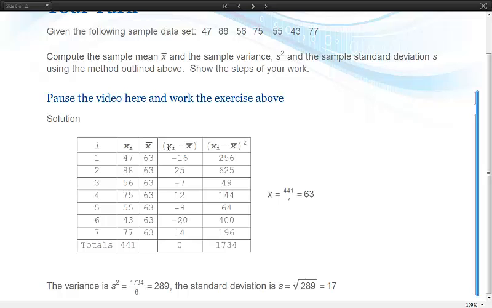Notice I always subtract the mean from each value. That's why sometimes I get a negative answer. Finally, the last one is 77 minus 63 is 14. So these are the deviations from the mean, and if you add them up, and you should to check, the total of all the deviations is 0. There's just as much negative deviation as there is positive deviation.